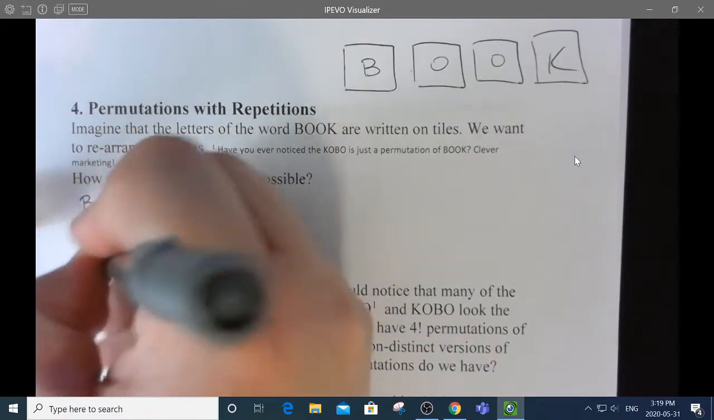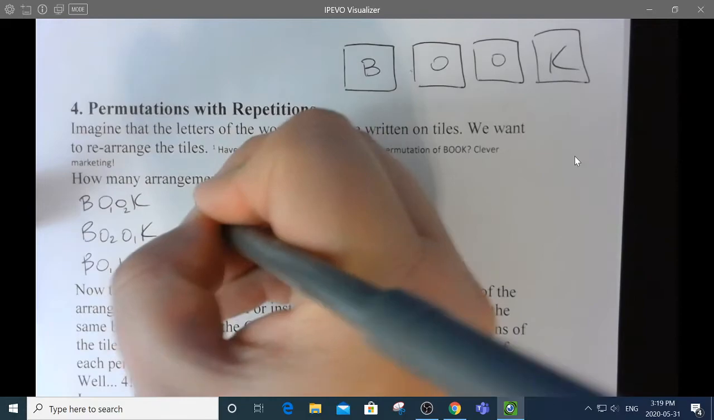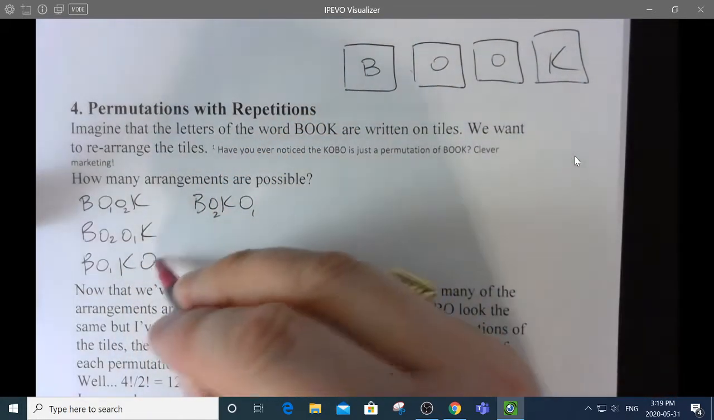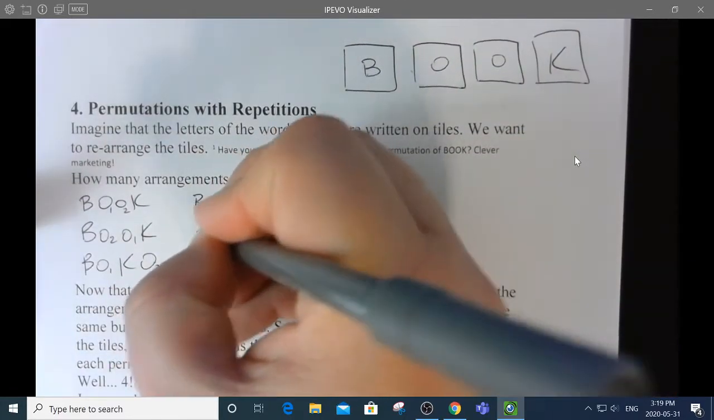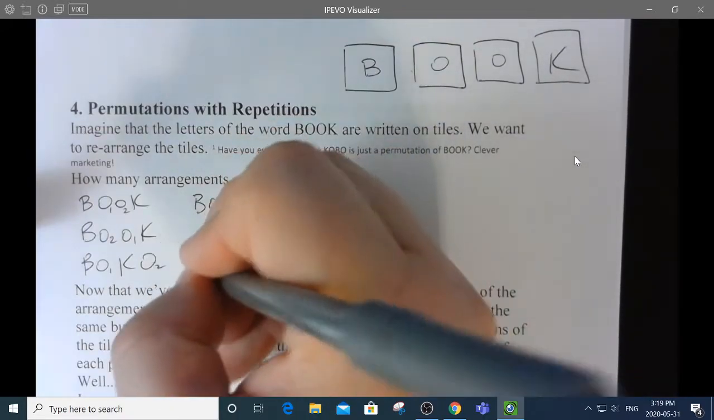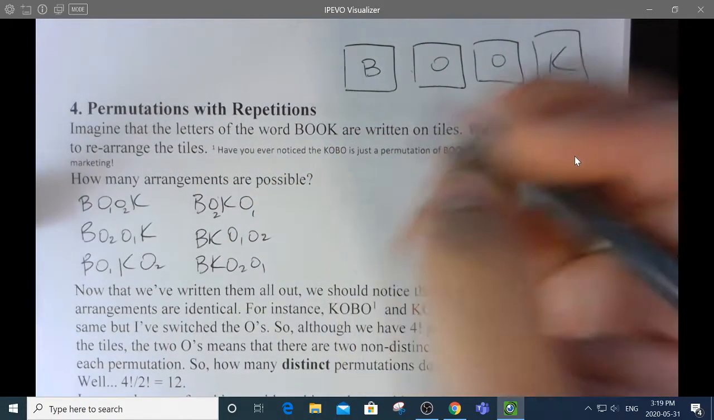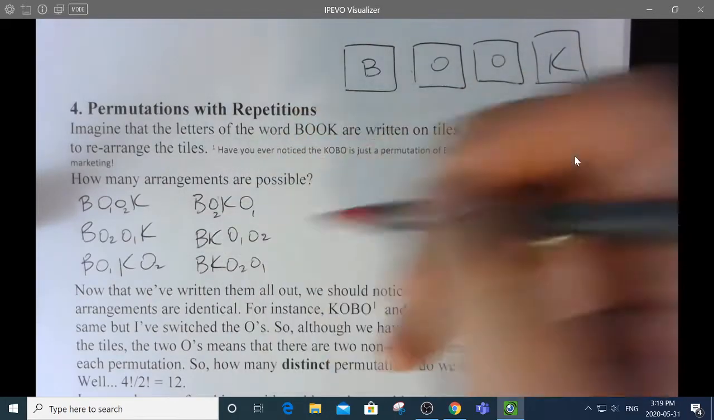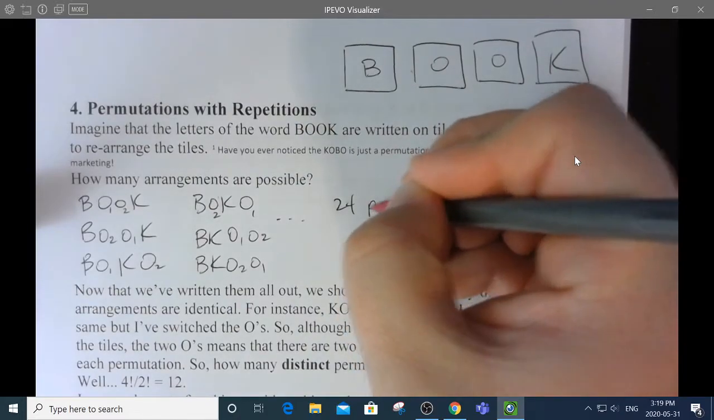If, say I go B-O-K-O, and I'll say that's my first O and my second O. Well, I could also have the word B-O-K-O where that's my second O and my first O. There's no way to tell the difference between those two words. My last pair here is B-K-O1 and O2, and then B-K-O2 and O1. And so notice that's just 6 ways to do it with the B first, and again there's 4 letters to choose from, so etc., and you should get 24 permutations.